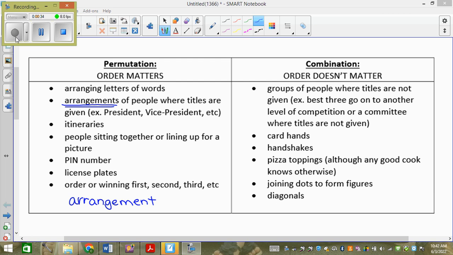Handshakes, the order in which you put your two hands together doesn't make a different handshake, right? So that would be a combination. So permutations, order matters; combinations, order doesn't matter.